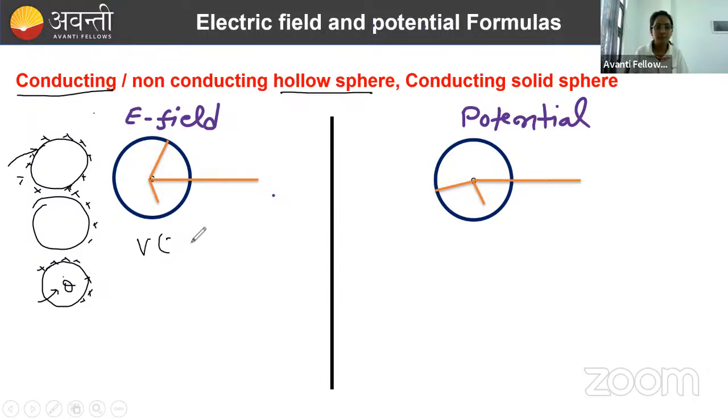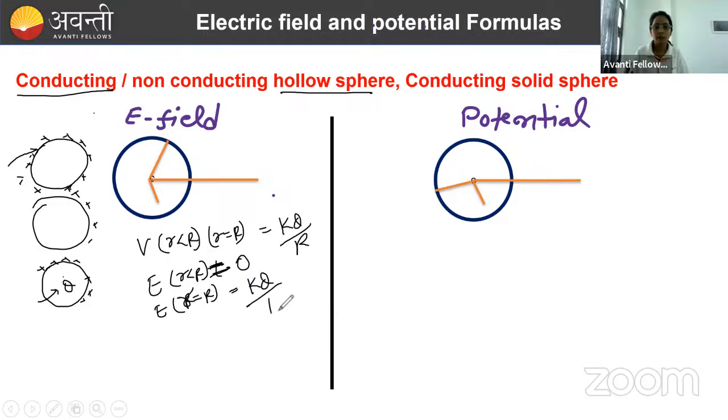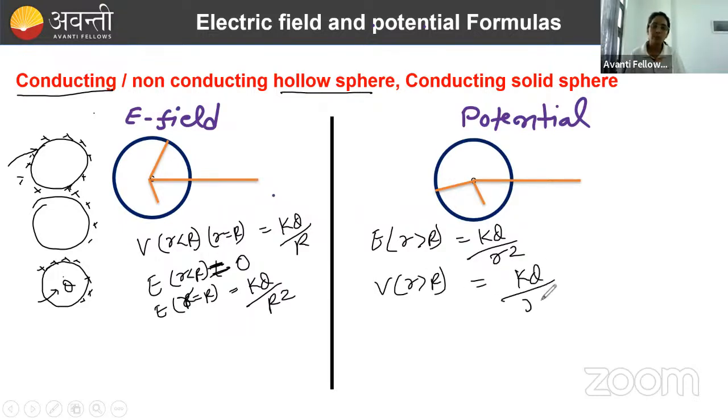Potential on the surface will be equal to KQ by R. Electric field inside will be 0, because there is no charge inside. Electric field on the surface will be equal to KQ by R square. Clear? Electric field outside the sphere will be KQ by R square, and potential outside will be KQ by R. So these are the formulas you already know.